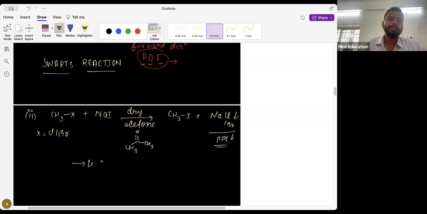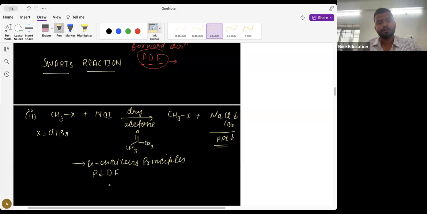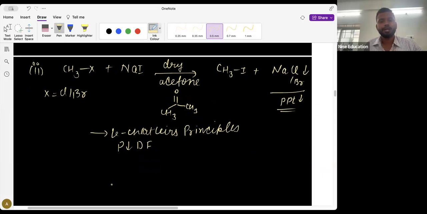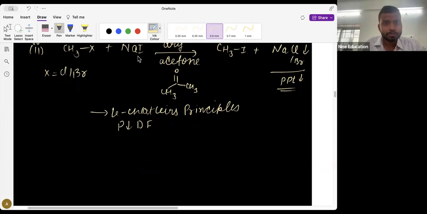Again by Le-Chatelier's principle, it was told that if products are decreased in the reaction, PPT is formed, therefore products are decreasing from the reaction solution, from the dry acetone solution. If products are decreased, reaction will go in forward direction. So this is also one of the name reactions. इसको हम लोग प्यार से क्या कहते हैं? इसको हम लोग प्यार से कहते हैं Finkelstein reaction.